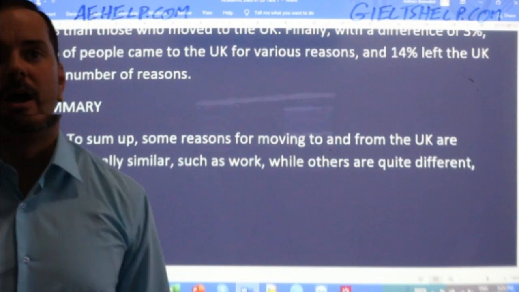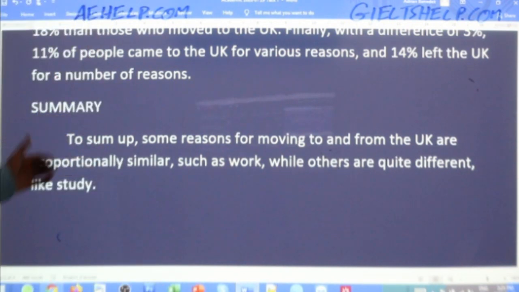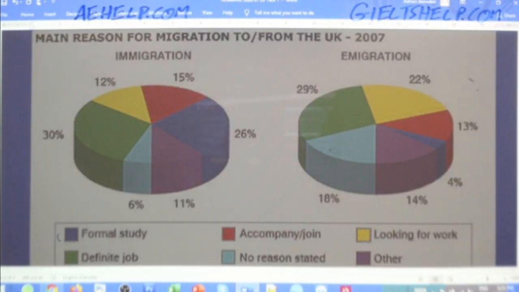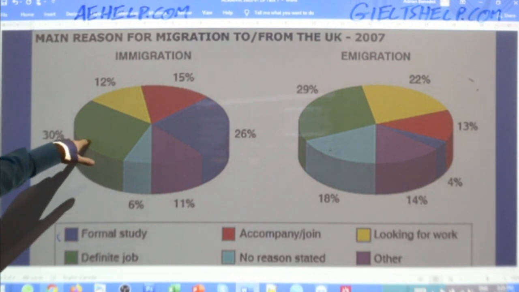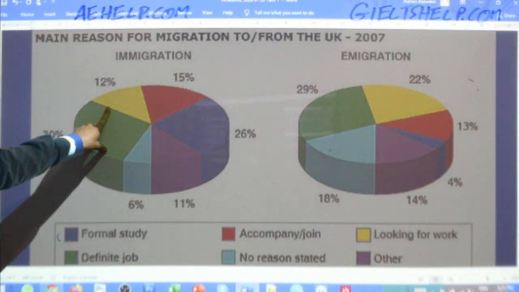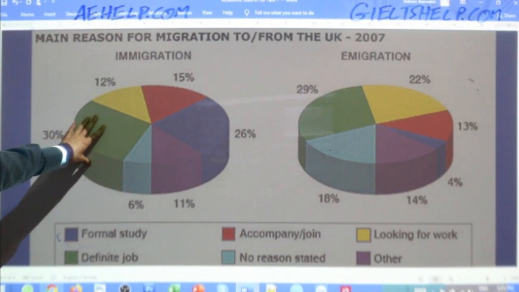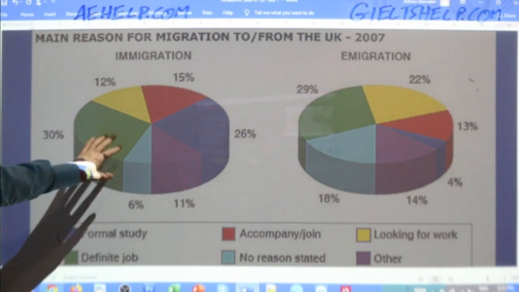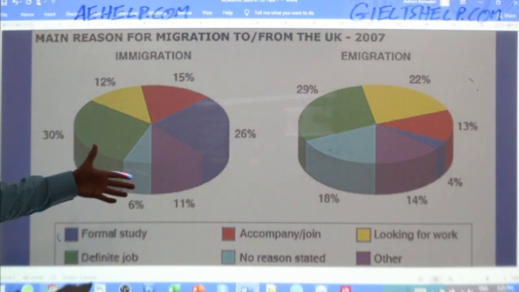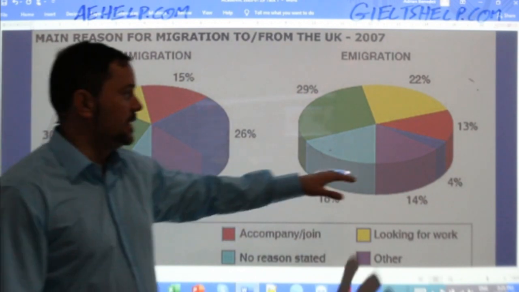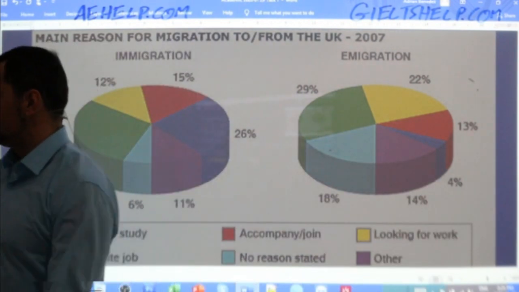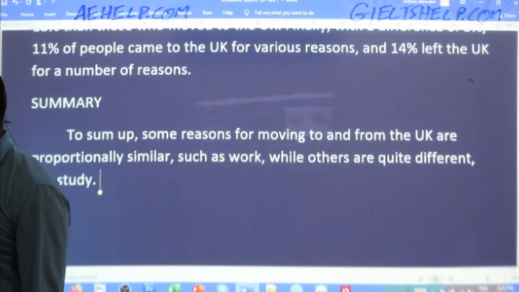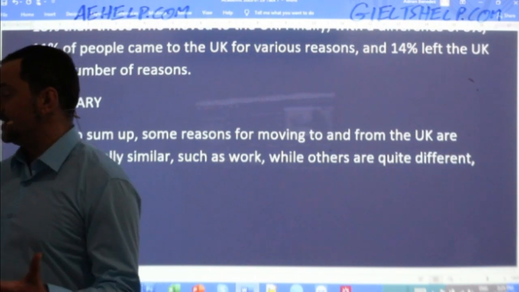All right. After going through all those steps, I can clearly see that... Okay, what can we learn from this graph? That the proportion or percentage of people going to the UK, for some of the reasons, is quite similar, like accompanying someone that they love or for work, while some reasons are quite different, like study. Okay, that would be my summary. That's what I've learned from observing this graph, okay? I hope that makes sense. Okay, students, that's your band 9.